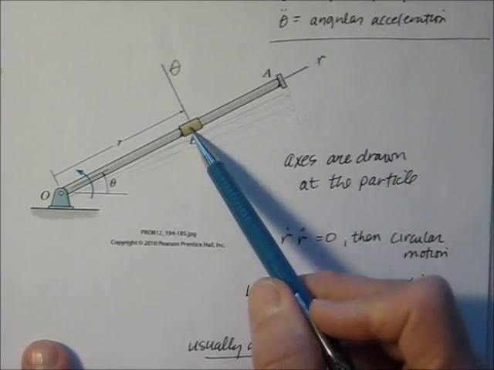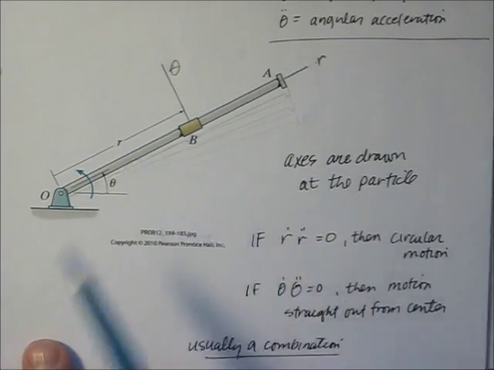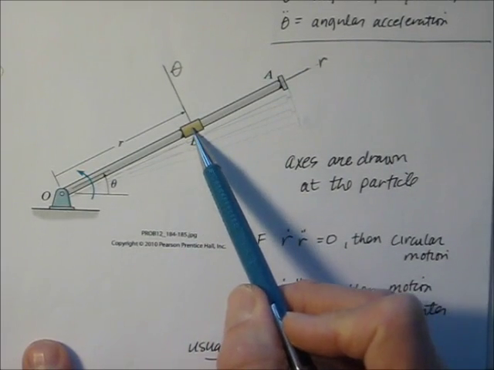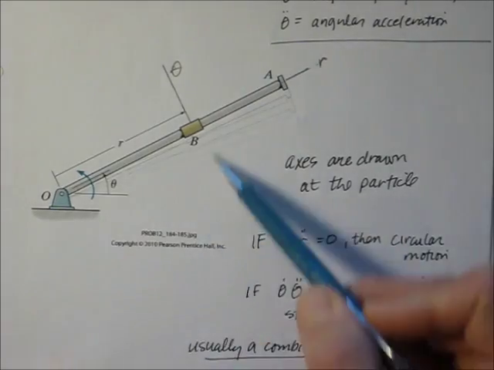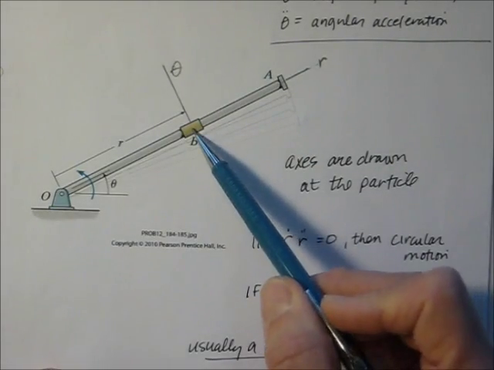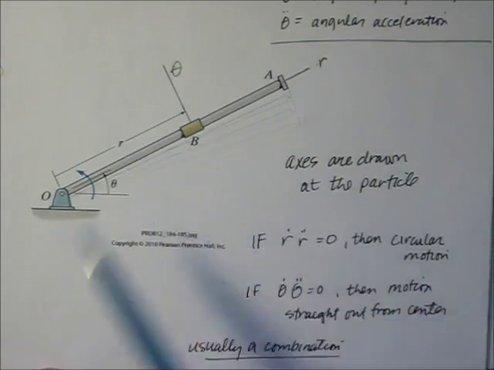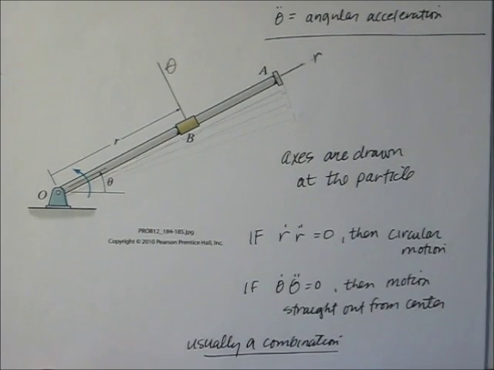If r is fixed, in other words, r dot and r double dot are 0, then all we're doing is sticking right there in that spot. We may still be rotating around in the middle, but that would be circular motion if r dot and r double dot are equal to 0.